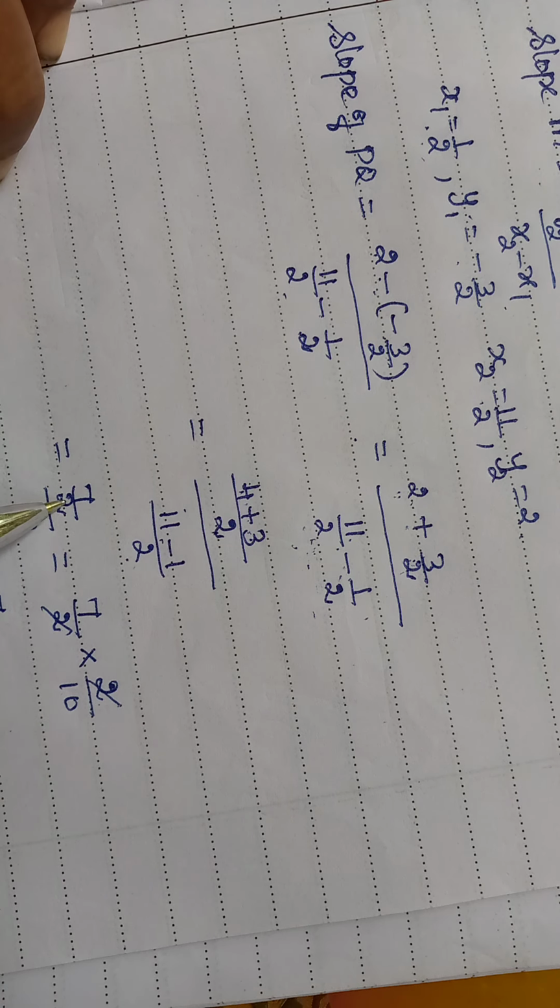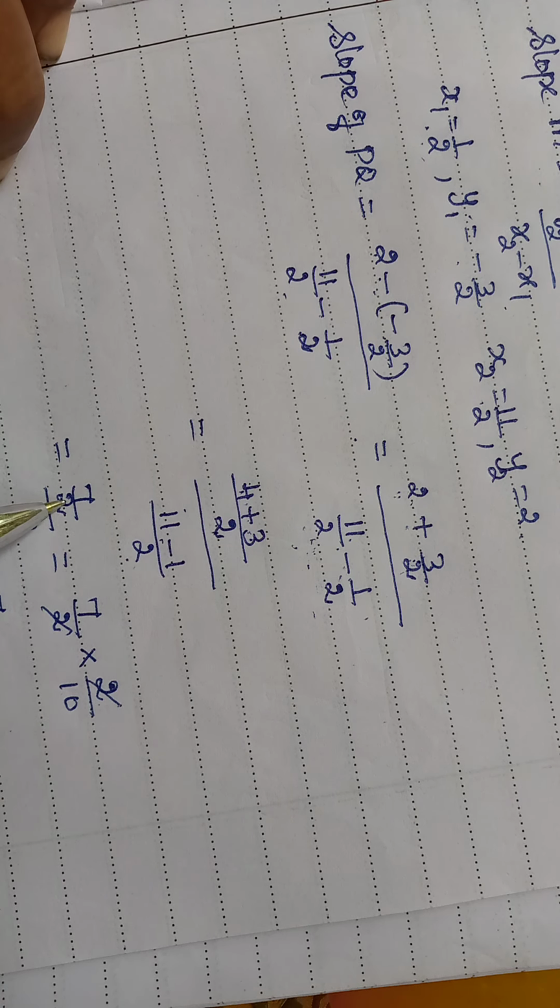Which is equal to 7 by 2. The division we take as multiplication, so the reciprocal can be written: into 2 by 10. So this 2 can be cancelled. We get 7 by 10. So the slope of PQ is equal to 7 by 10.